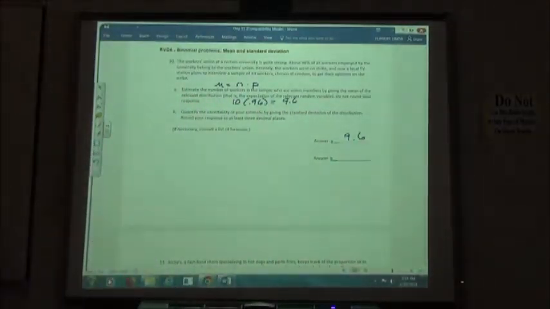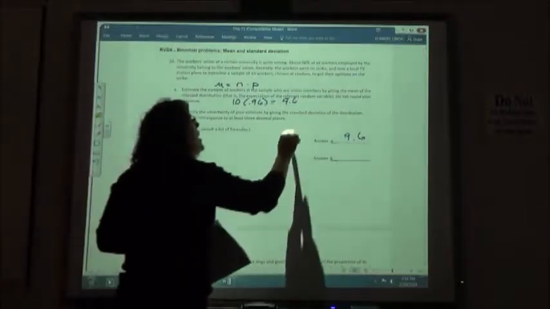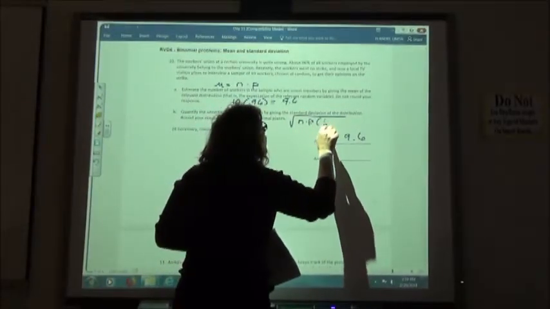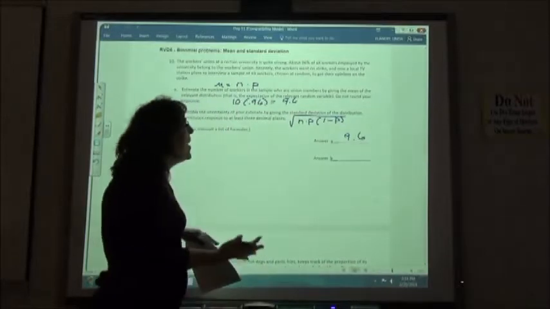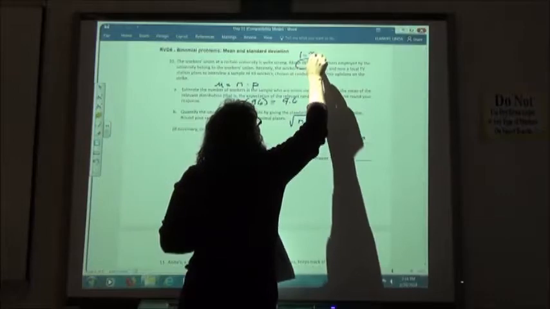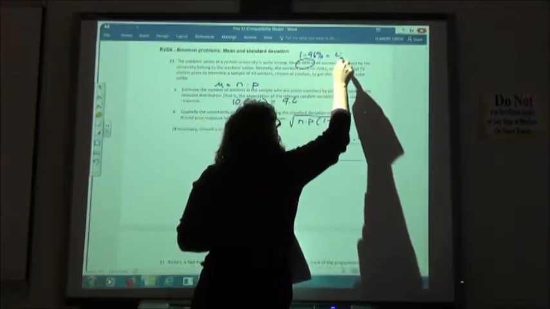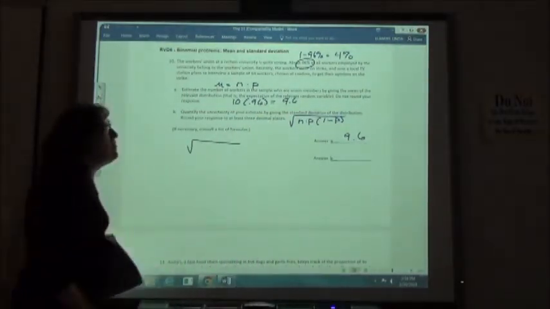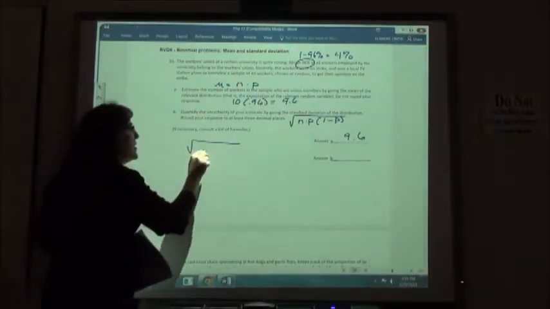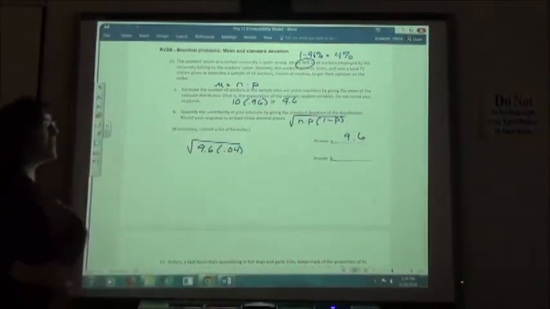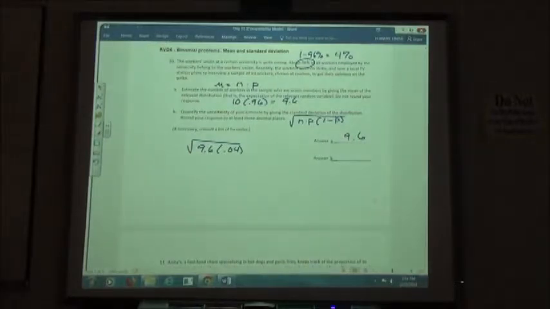The second part is going to ask for the standard deviation of your distribution. The standard deviation, you're going to do the square root of your n times p times 1 minus p. 1 minus p is when you do what's called the complement of that. 1 minus 96% is 4%, right? So in my formula, I've already figured out the n times the p was 9.6. I'm going to take that times the 1 minus p, which is my 4%, 0.04.